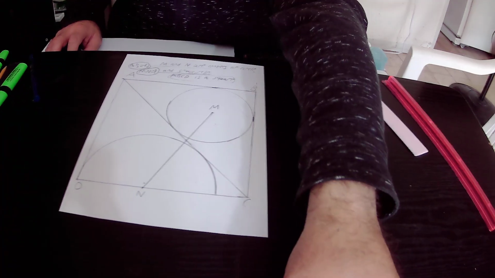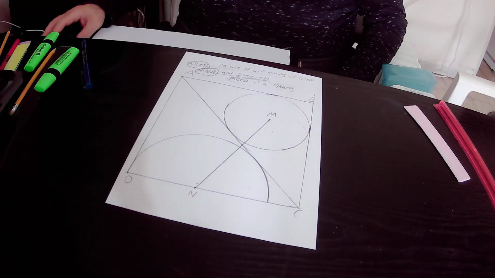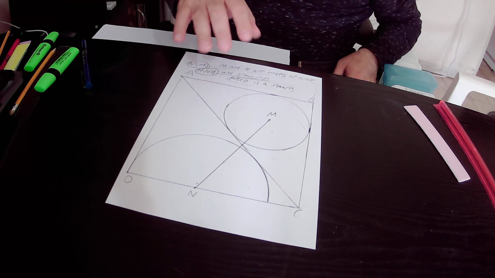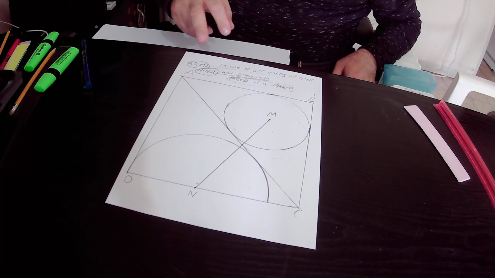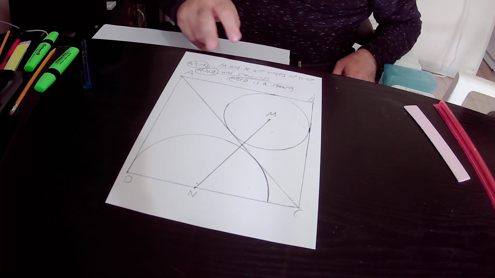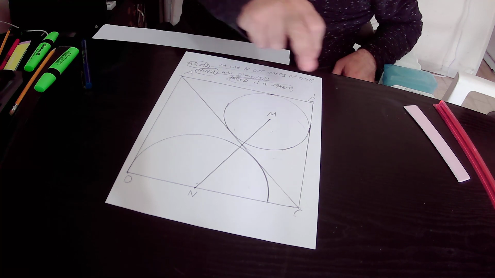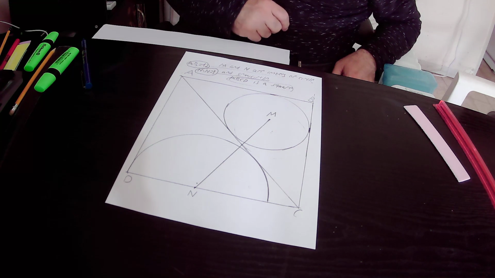Hello, in this lecture we will find out the value of line segment MN. In the drawing we have square ABCD, and we know that one side of square ABCD is equal to 12 units, that is to say AB equals BC equals CD equals AD equals 12 units.